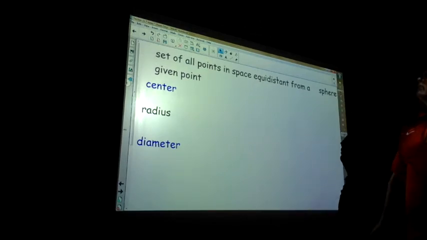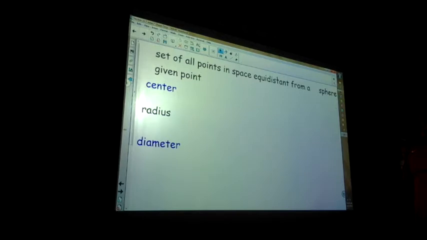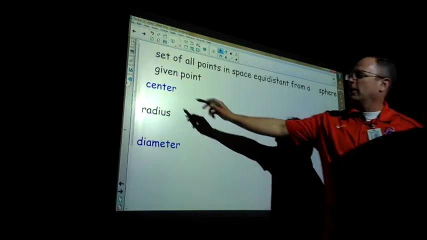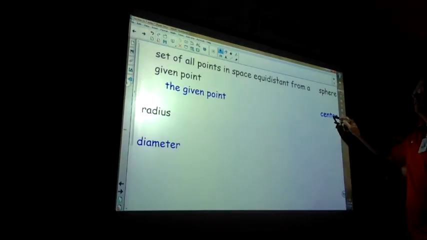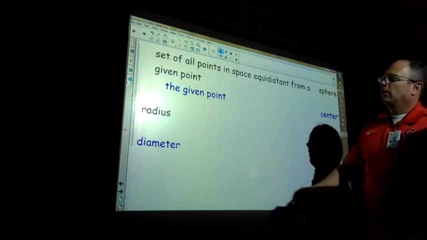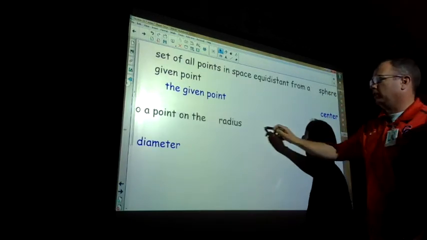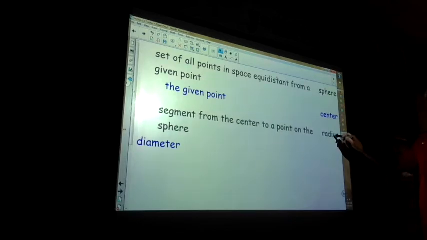Set of all points in space equidistant from a given point. So it's a 3D circle is what it is, what I just said. The center of a sphere is the given point. The radius is the segment from the center to any point. So the radius goes any direction, in 360 degrees in every direction.